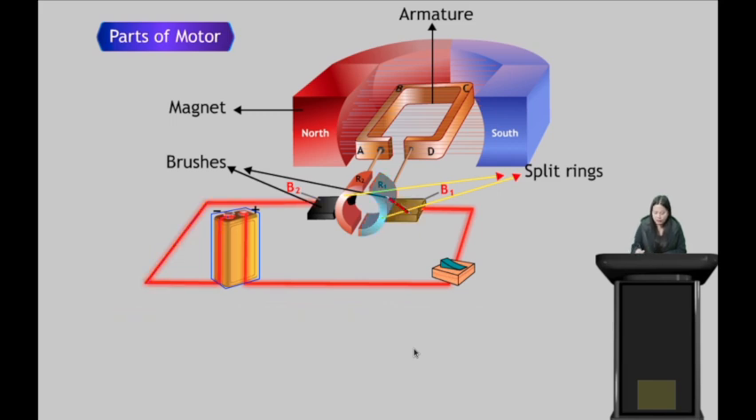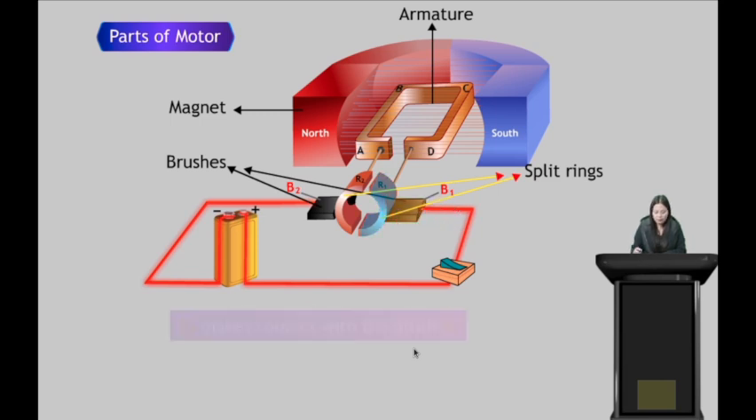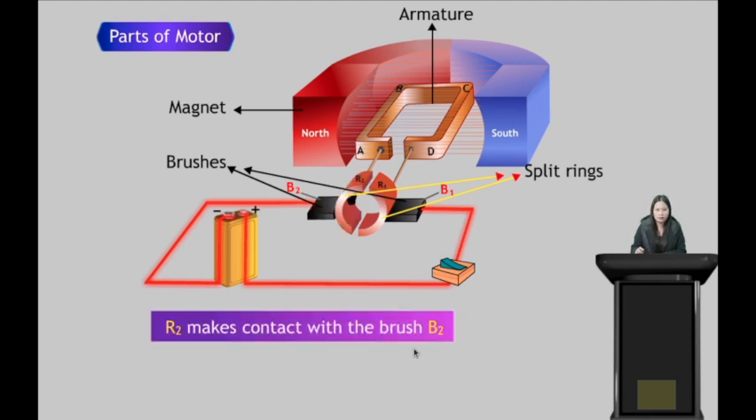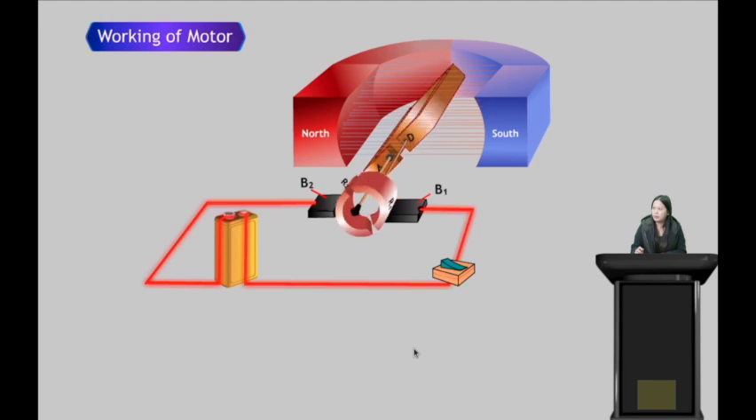Here this split ring R1 makes contact with the brush B1. Yes, R1 and B1 make contact, and split ring R2 and brush B2 make contact with each other. So R2 makes contact with the brush B2. Okay, so these are the different parts of a motor.